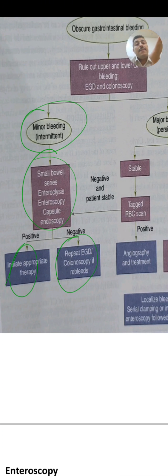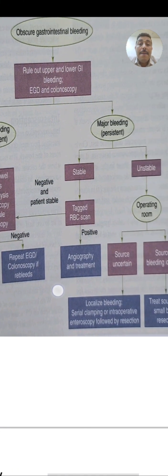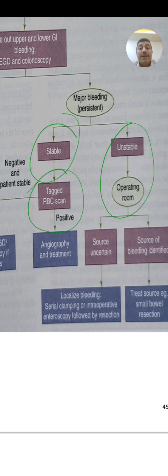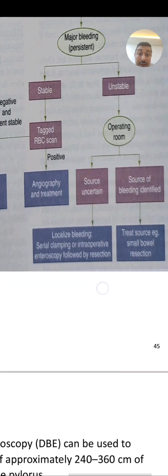That is for minor bleeding. If it is a major and persistent bleeding, this depends on the stability of the patient. If the patient is unstable, and we cannot detect the bleeding on the endoscopy, on the colonoscopy, on the CT angio, we have no solution except to go for surgery. And if there is major bleeding and the patient is stable, we can do an RBC tagged scan.